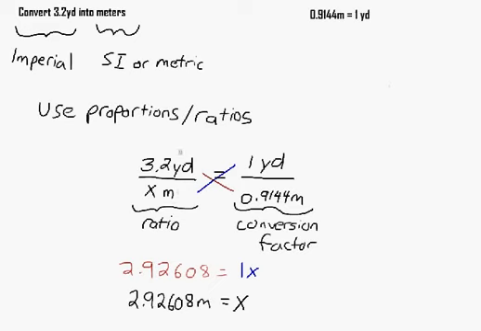So 3.2 yards would be the same as 2.92608 meters. One way of converting imperial units into SI units, specifically for distance, is to use a proportion or a ratio. All right, and that's how you would solve any type of question like this.